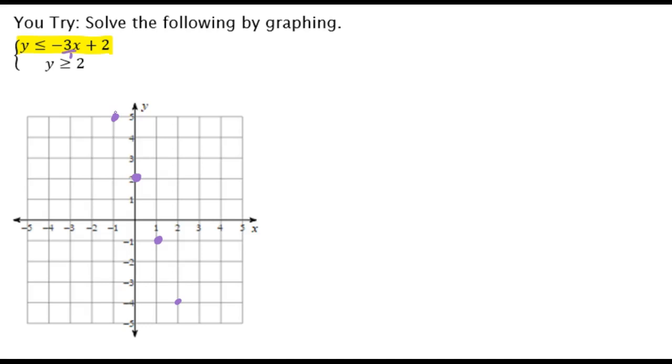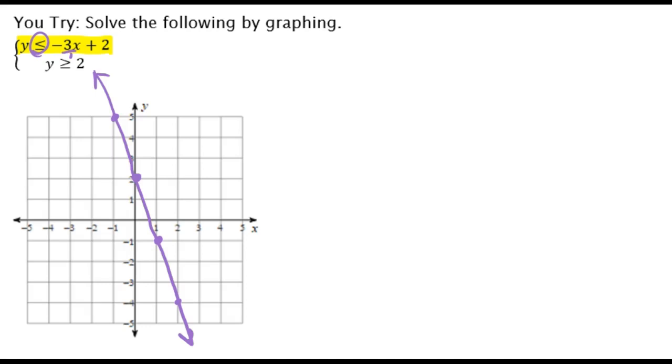Now there are two things we have to pay attention to. This one is going to have a solid line because I have an inequality with the bar underneath. So when I connect the dots, it's going to be a solid line like this. And then I also have to be worried about shading. I'm going to shade this one with yellow, and because I have a less than sign, I'm going to be shading under the line.